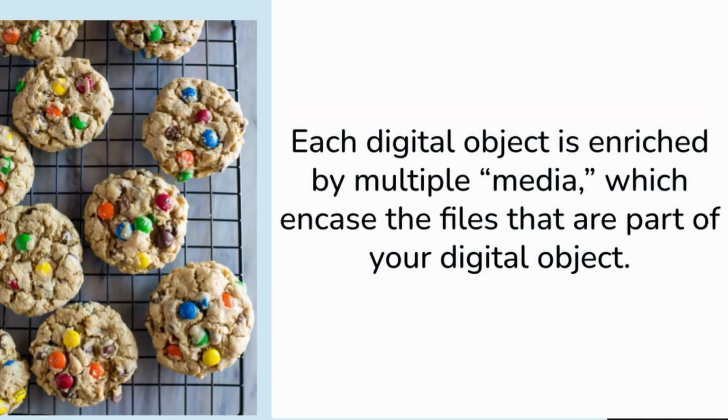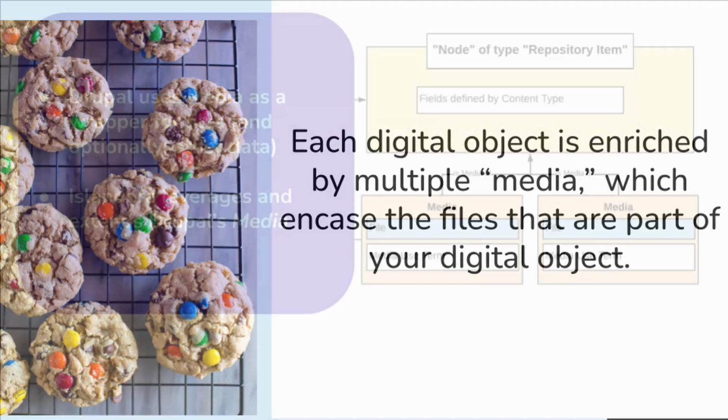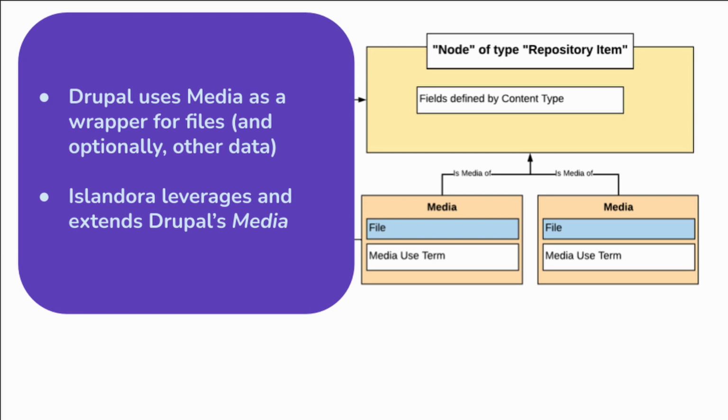Back to cookies. So your digital object is enriched by multiple media, which encase the files that are part of your digital object. So it's the M&Ms in my cookie are my media. Drupal uses media as a wrapper for files and optionally other data, and Islandora leverages and extends Drupal media. So again, I'm just trying to show you different pictures of this because I found it a bit challenging to understand. You've got your node of type repository item. It's full of all of those rich metadata fields. And then you have your media, which are a different type of content that have your files in them and your term, and they have a relationship to the node.